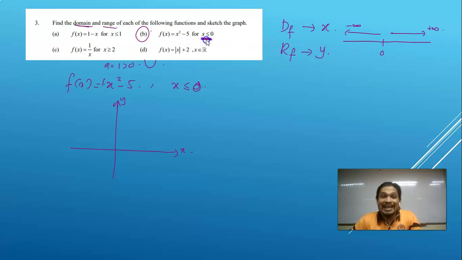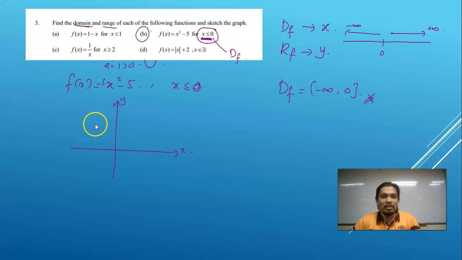Now, they limit the domain from the wide range of values of x, from negative to positive infinity, and now they limit the domain for x less than or equal to 0. Automatically, this is the domain of the function. So we have found the first one here. The domain of f is negative infinity until 0. Now, what about the range?